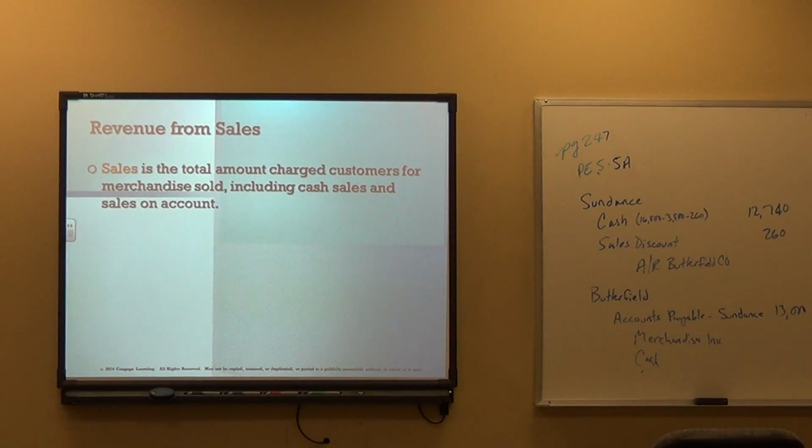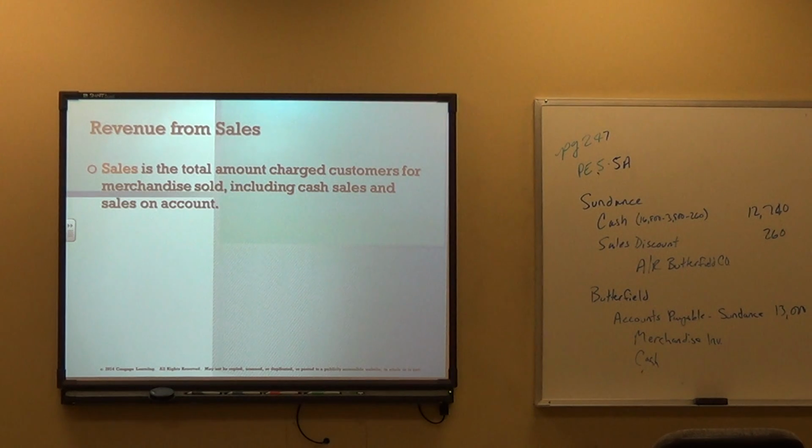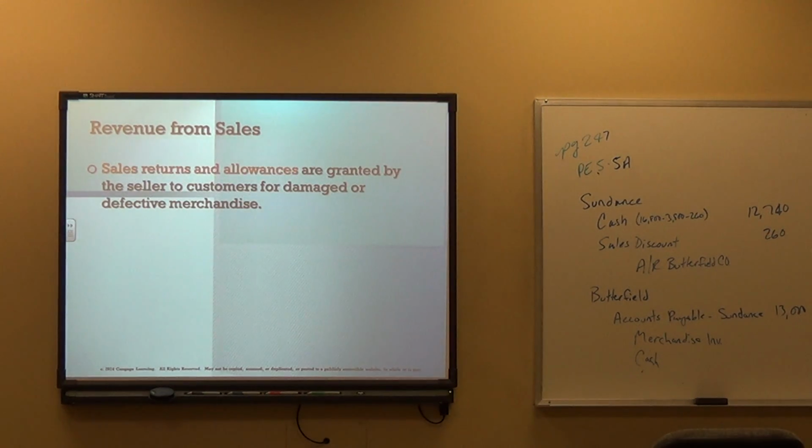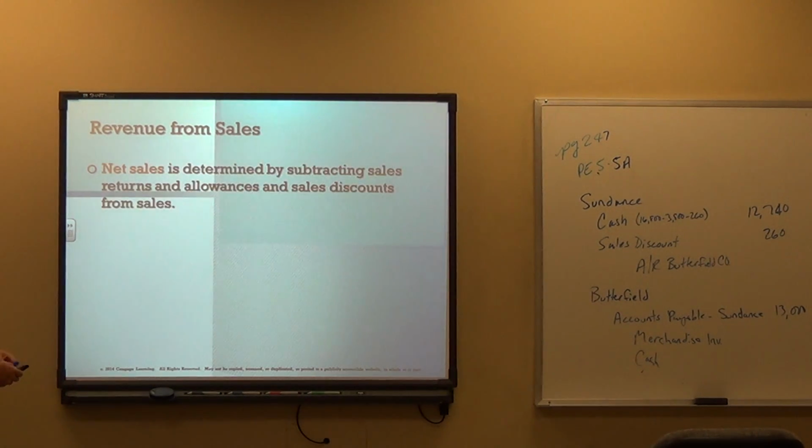All right, so sales is the total amount charged customers for merchandise sold, including cash sales and sales on account. And then we have sales returns and allowances granted by the seller to customers for damaged or defective merchandise. And then sales discounts are the payments that we've seen before. And then net sales takes away those two things, sales returns and allowances and sales discounts, from the sales.